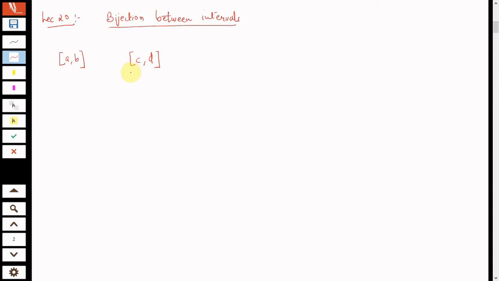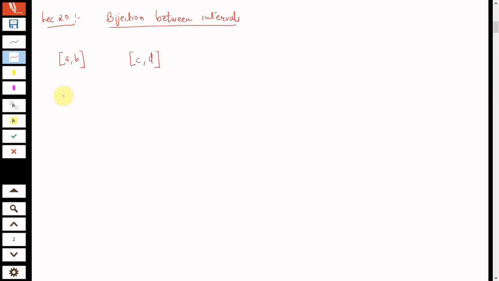In fact, we can have a bijection between these kinds of intervals, or any kind of intervals for that matter. So first, our main motivation is to exhibit a bijection between such intervals. Here, whenever I discuss the interval a comma b, it means a is less than b, and in c comma d, c is less than d.